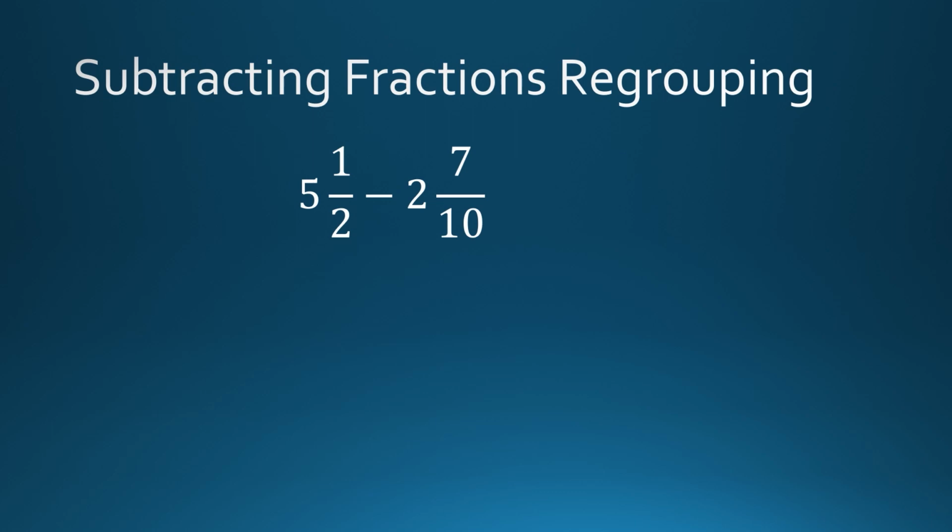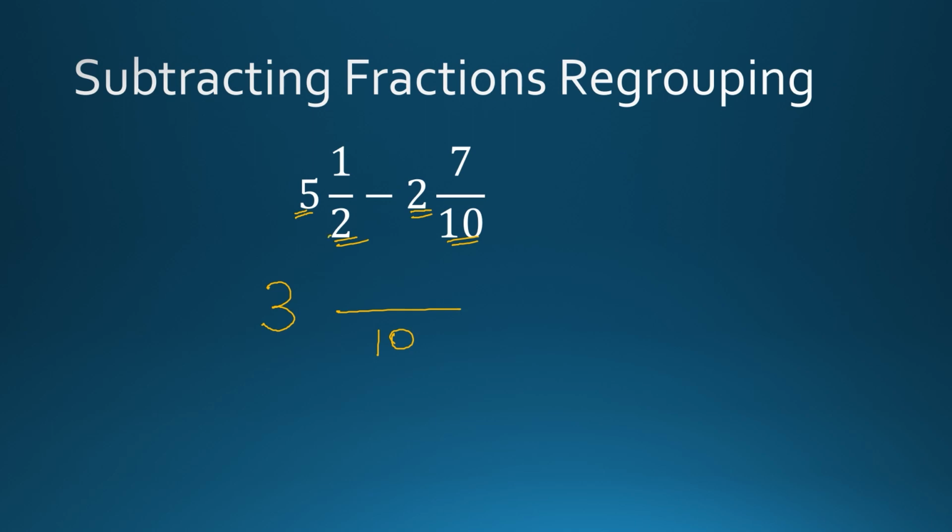Here we have 5 and a half, subtract 2 and 7/10. Again, the first thing we are going to do is subtract our whole numbers. 5 take away 2 is going to give me 3. The second step is to ensure that I have common denominators. What is the LCM of 2 and 10? That is going to be 10.